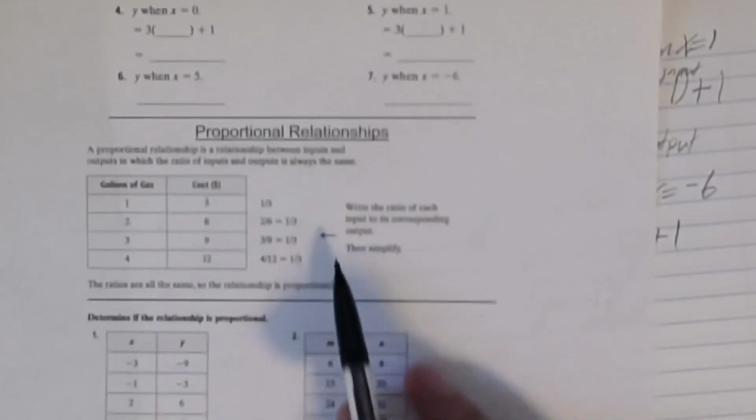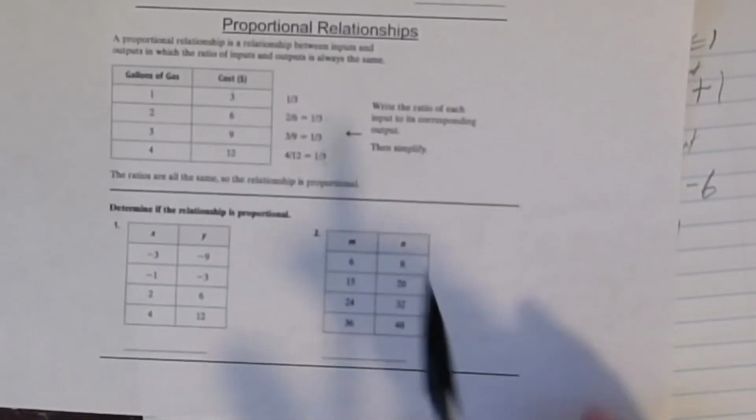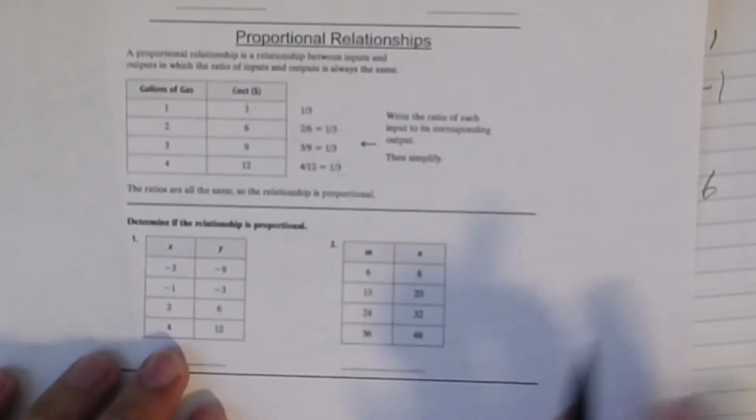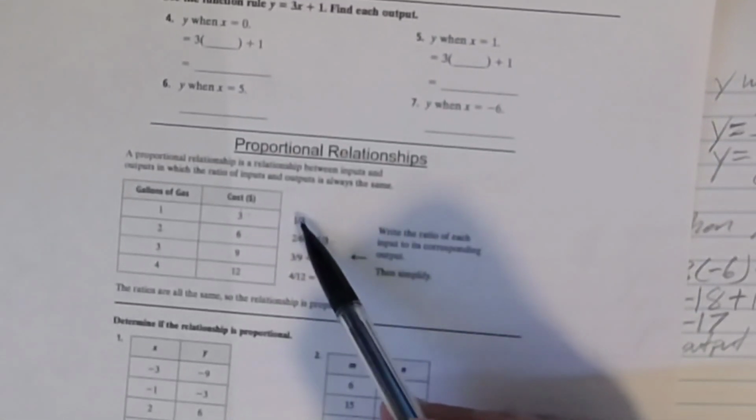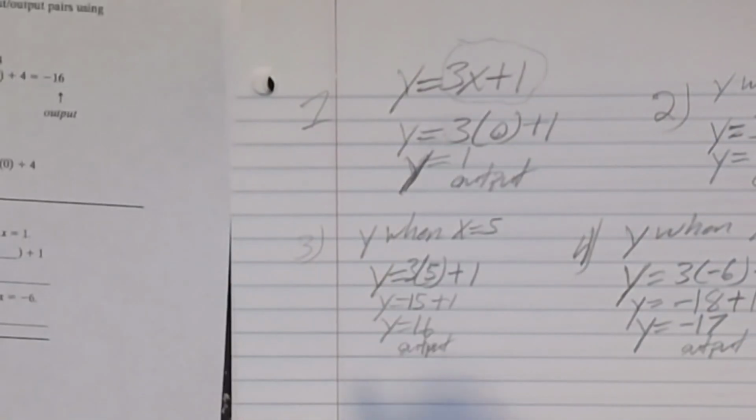Let's see. Over here. Okay. We're just determining whether the relationship is proportional or not. So we're basing it on whether the ratios are the same. We want to see: are these ratios the same? Because if they're not the same, then the relationship is not proportional. So let's write our problems here.